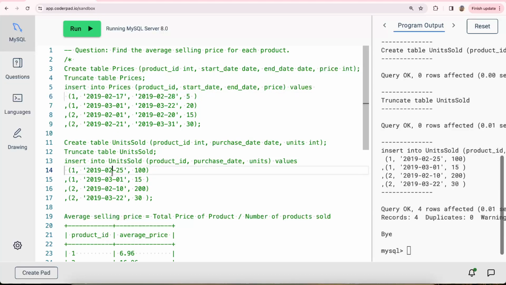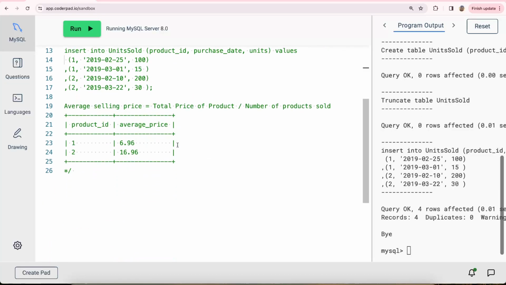So this is the main table. The unit sold is the main table, and the price table is going to be the dimension table. So the join is going to be an inner join. You don't have to try the left join in this case, right?